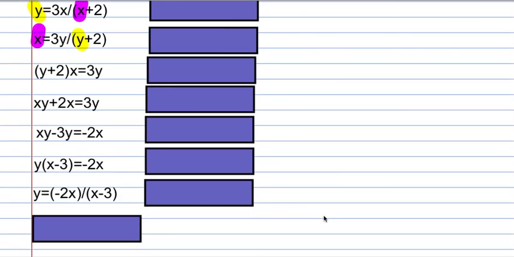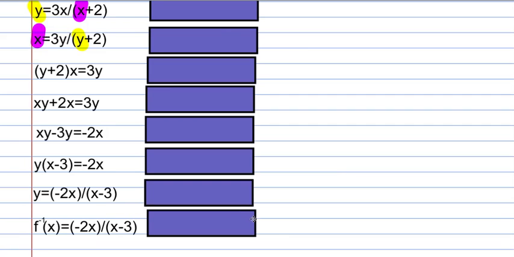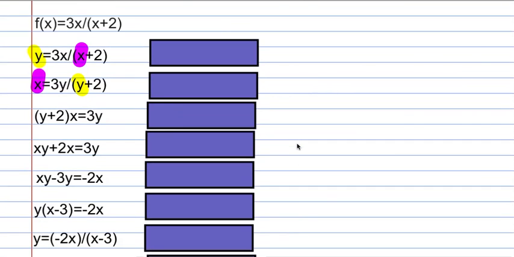And we have y by itself. Now we just put in our inverse notation. And there you have it. There's the inverse of our original function. On to the next.